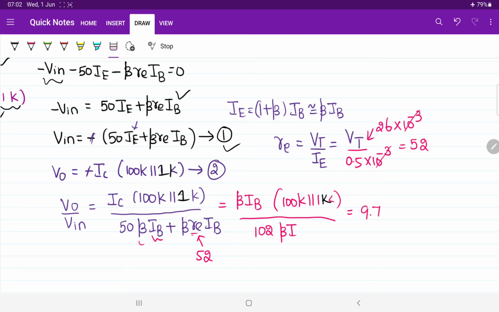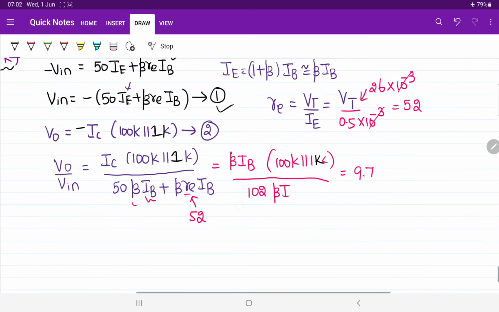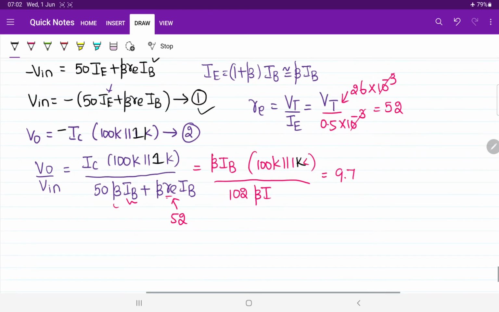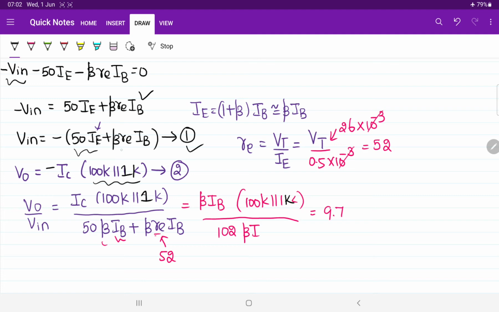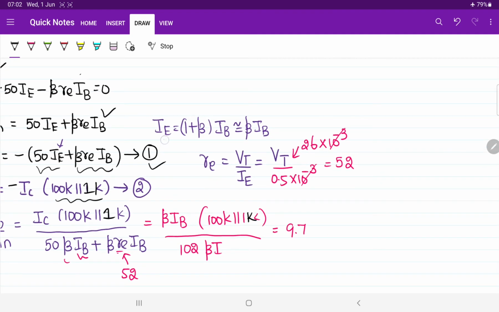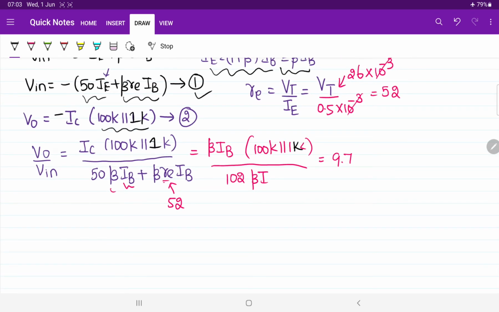After that, both expressions have a minus. Now it's time to take the ratio between them. If you take the ratio, the output voltage can be written as IC into 100K parallel with 1K. The input voltage can be written as beta times IE plus beta times RE into IB. We know IE is equal to 1 plus beta times IB, but it is approximately equal to beta times IB, because 1 plus beta is approximately equal to beta when beta is very large. So directly you can substitute all the parameters.